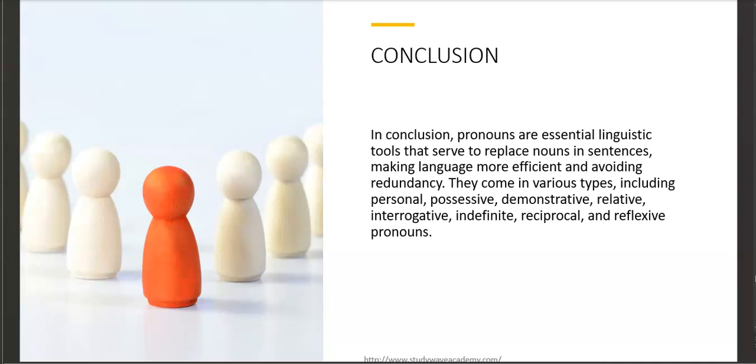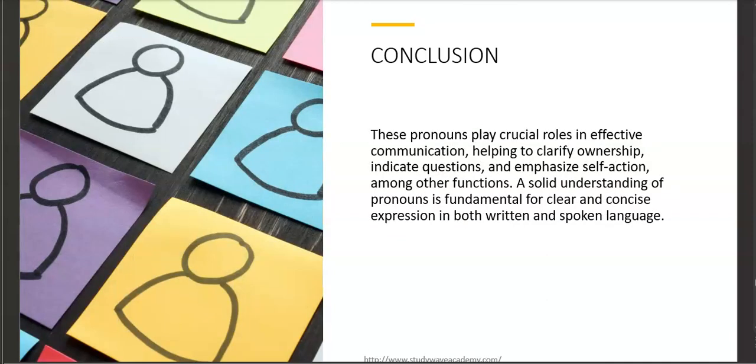Now, to conclude our topic on pronouns, we just have to know that pronouns are essential in linguistics, and linguistics is basically language. So they are essential tools that serve to replace nouns in sentences, making language more efficient and avoiding redundancy. They come in various types, including personal, possessive, demonstrative, relative, interrogative, indefinite, reciprocal, and reflexive pronouns. So just know this is all about the pronouns that we're talking about. They are just used to make the language more efficient and avoid repetition or redundancy.